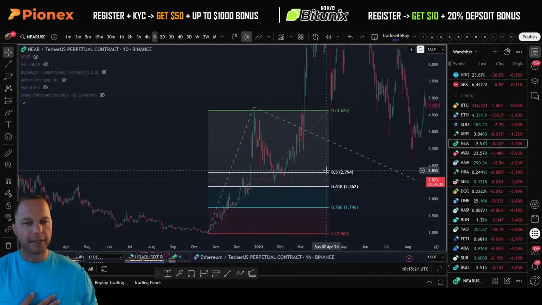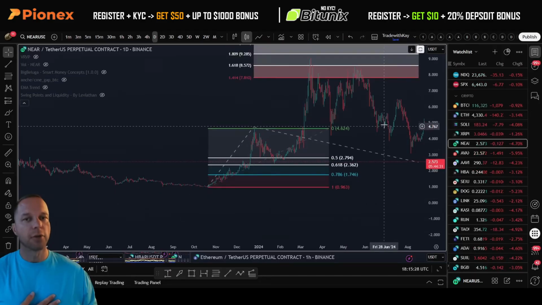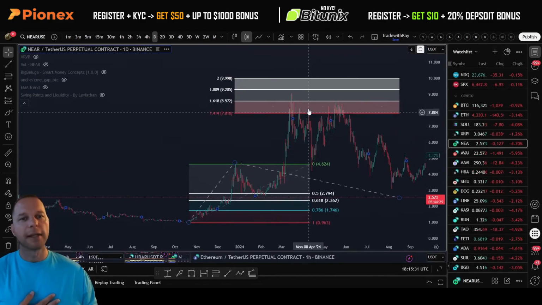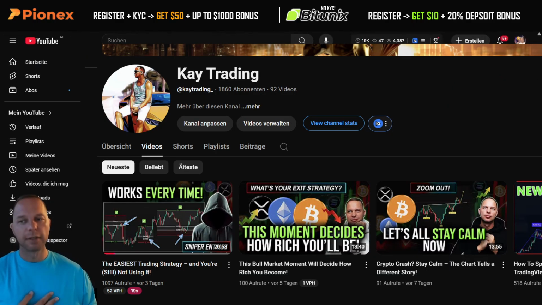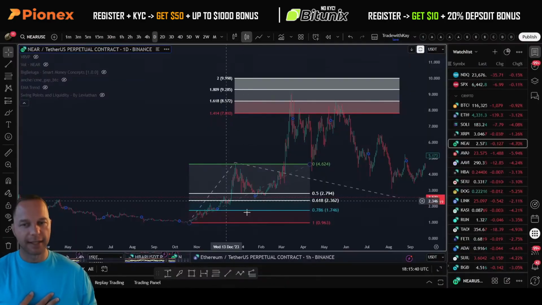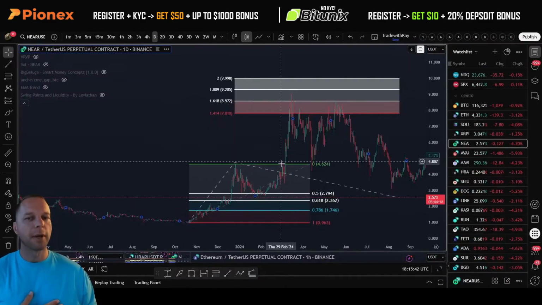You could have entered at the 0.5 Fibonacci level, but also at the 0.6. This means you could have run a trade here from 2.79 up to around 780, possibly up to 860, or also used it for spot purchases. Really, take a look at my video on this. It works every time, so you understand it here as well. I just want to show you one possibility.